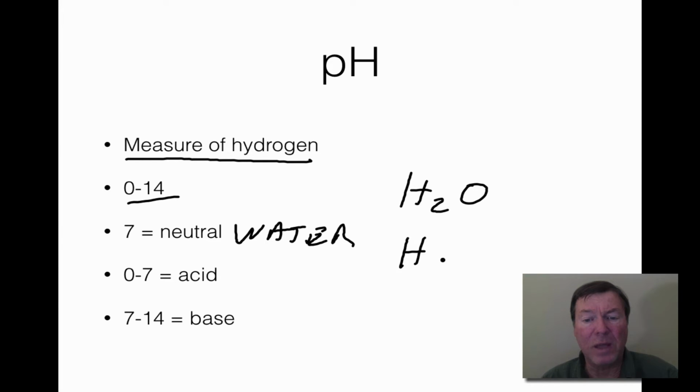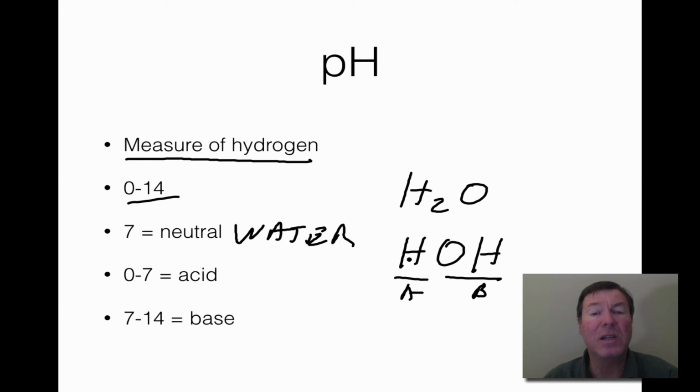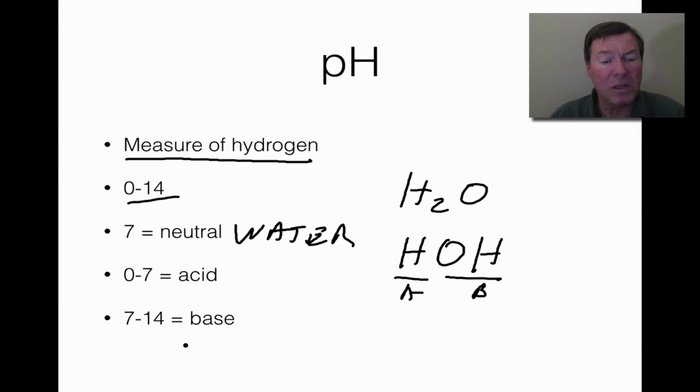If we rearrange it a little bit, we have an H and an OH. This one's an acid, this one's a base, and they cancel each other out and become neutral. 0 to 7 is an acid, and 7 to 14 is a base. One of the ways to remember this is that it's alphabetical. A, 0 to 7, is acid; B, 7 to 14, is a base.